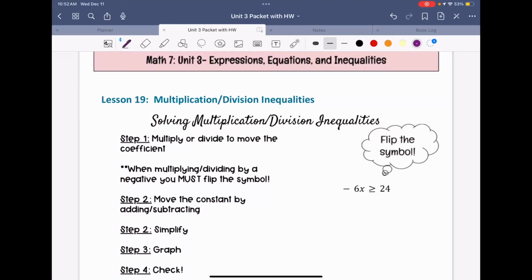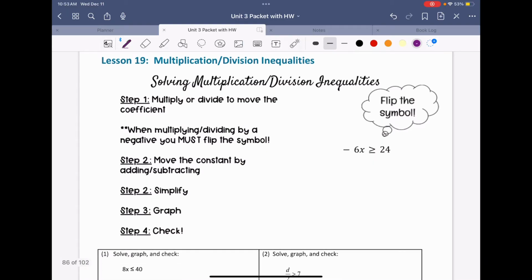All right, we're on lesson 19, which is multiplication and division for inequalities. It's the same thing as our one-step equations here, but we're going to be multiplying or dividing first, okay? When we talk about inequalities, there is one piece in particular that is very different, and that is this right here that I'm going to highlight. When we multiply or divide by a negative, you have to remember to flip your symbol, okay?